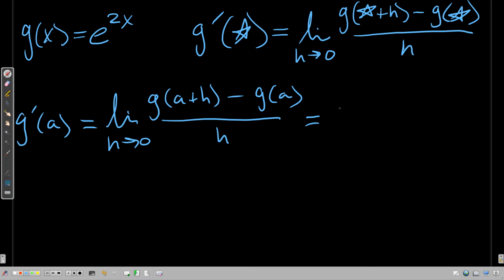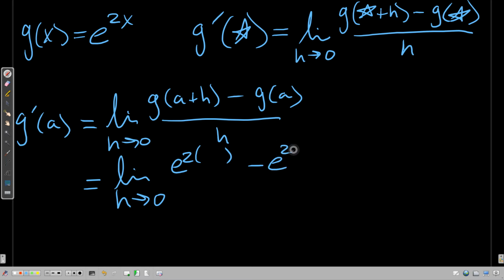And our function is e to the 2x, so this would be the limit. Don't forget your limit either. That's important, because without the limit, it's not the derivative. The limit of e to the 2, and then there's my parentheses, minus e to the 2, and then here's my parentheses, over h. And the thing that goes in the first set of parentheses is the a plus h, and in the second set of parentheses is the a.